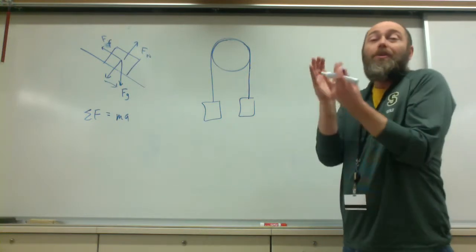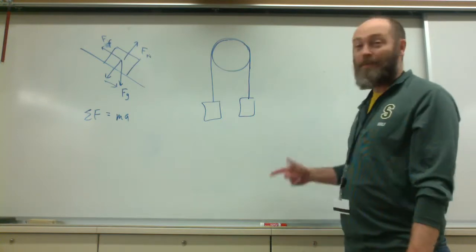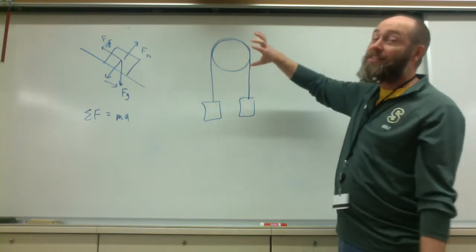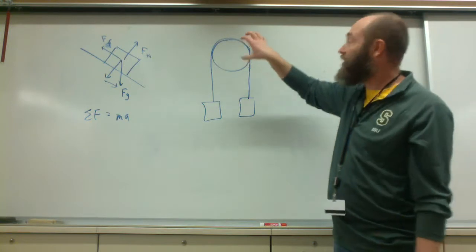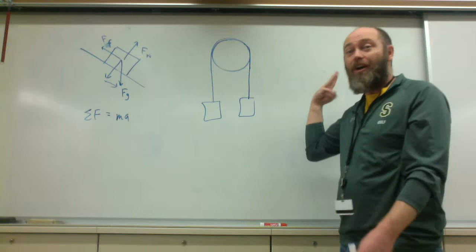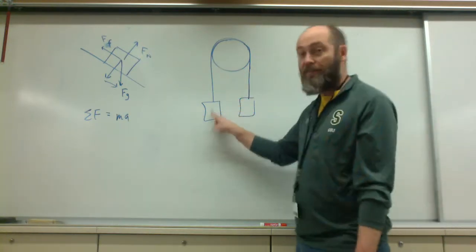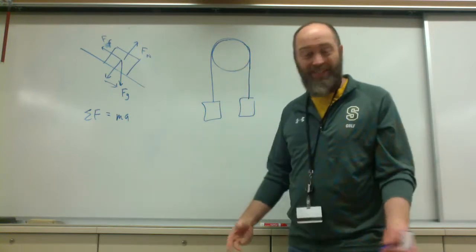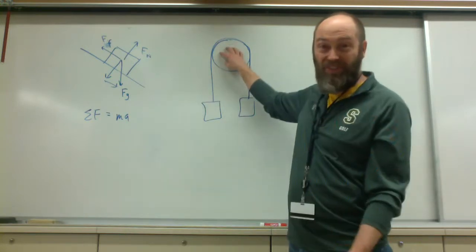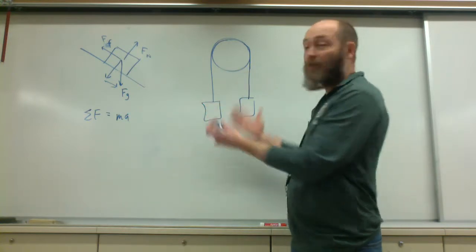Well, you're going to do the same things, except, and here's the big except, now we have to draw an FBD for the pulley. Why? Because it's going to rotate. There's going to be a net torque acting on it. So in a problem like this, you would actually have to draw 3 FBDs: one for this, one for this, one for this. First semester, we only had to draw 2, one for this and one for this, because the pulley was massless, so it didn't matter. But now we have to draw 3 FBDs.